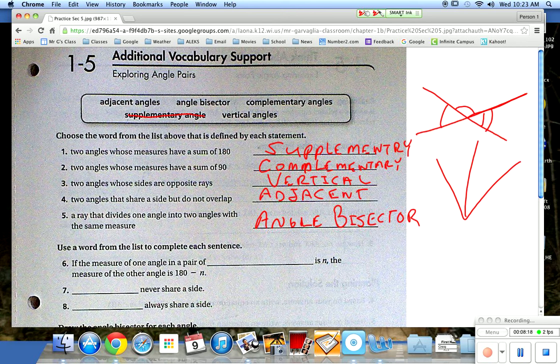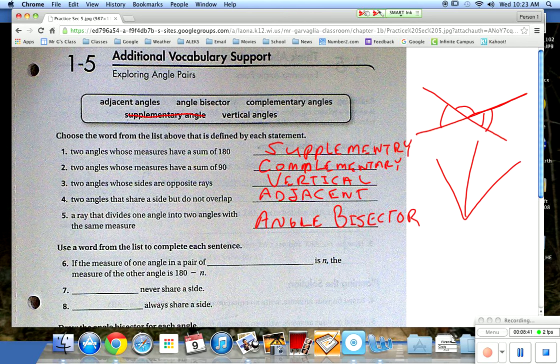Okay, so now we know what adjacent angles are, right? They're side by side. They share a side. Can complementary angles be adjacent angles? Yes, they can be. Are they always? No. Can supplementary angles be adjacent angles? Yeah, but they don't have to be.